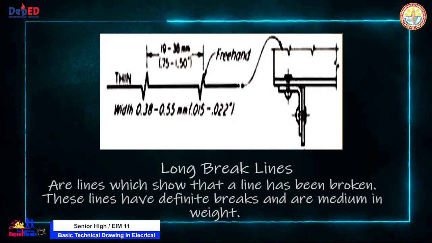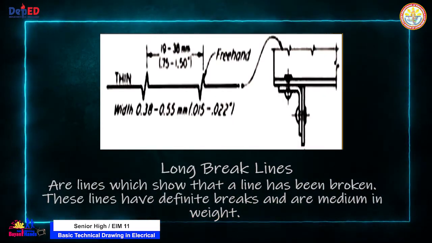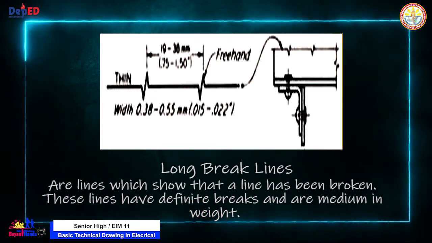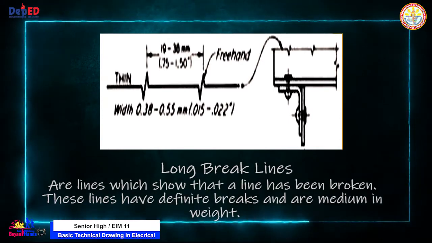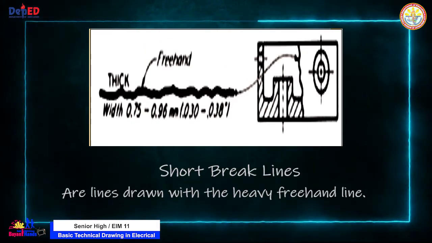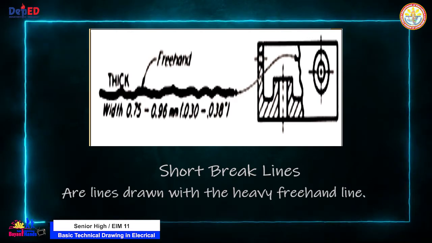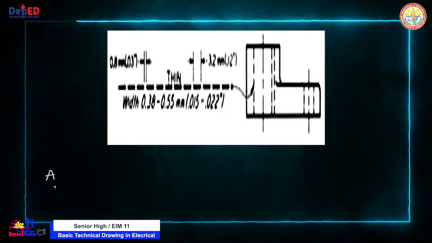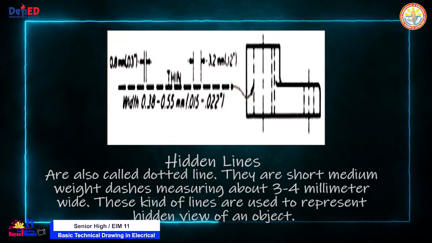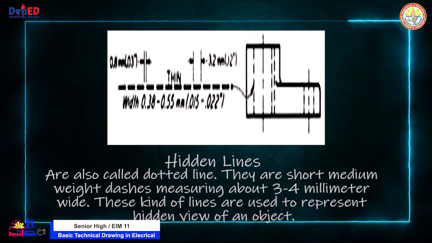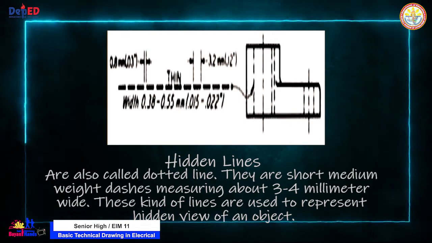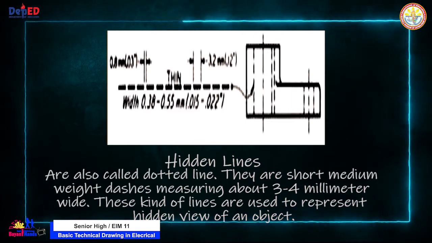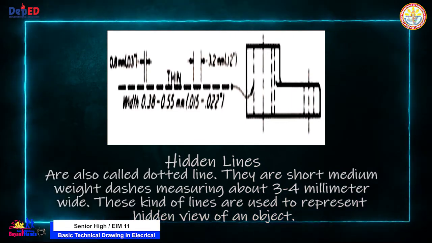Long break lines. Long break lines are lines which show that a line has been broken. These lines have definite breaks and are medium in weight. Short break lines. Short break lines are lines drawn with a heavy freehand line. Hidden lines. Hidden lines are also called dotted lines. They are short, medium-weight dashes measuring about 3 to 4 mm wide. This kind of line is used to represent hidden views of an object.